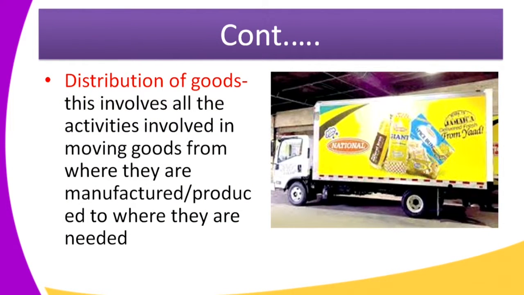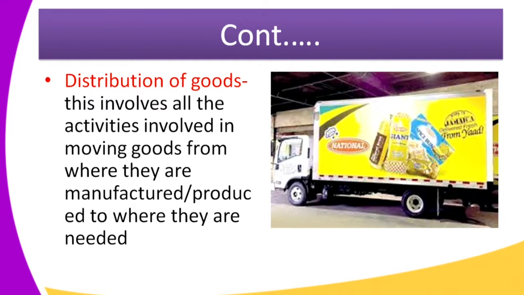The other business activity is the distribution of goods. Distribution of goods involves all the activities that are involved in moving goods from where they are manufactured or produced to where they are needed. Goods are not sold from the farm or from the company where they are made. They need to be availed closer to the consumer, and that is where distribution comes in. So distribution of goods is also a business activity.